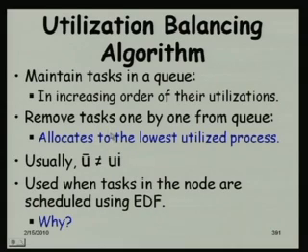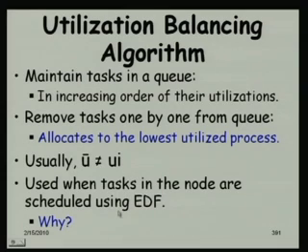But you might ask a question: why do we maintain the tasks in the queue in increasing order of their utilization? Why not in decreasing order of their utilization? What will be the impact of that? If we maintain the tasks in decreasing order of utilization, and first the high utilization tasks are assigned to the nodes, and later the ones that have smaller utilization are allocated, will that not be more balanced? It is not very difficult to find that out.